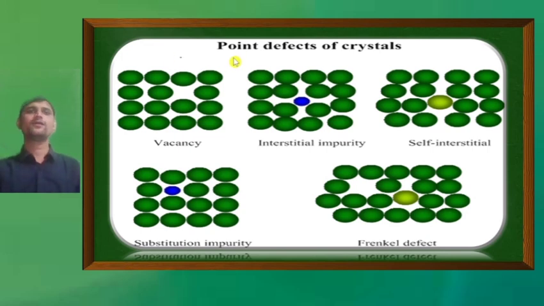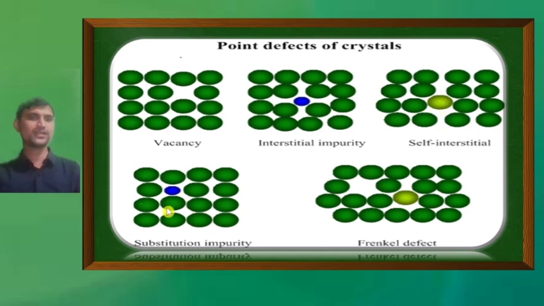Now next, see the point defects of crystals. See the diagrams. Vacancy: there is a vacancy, so there is a missing, a loss of a positive or negative ion. Interstitial: in an empty space or interstitial site, a cation or anion occupies the space. Next, self-interstitial means the atom itself creates an interstitial site and occupies that empty space.